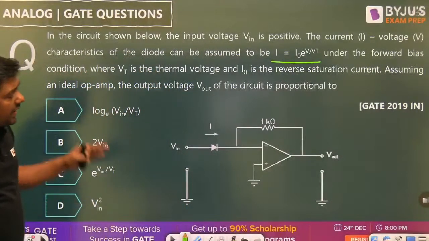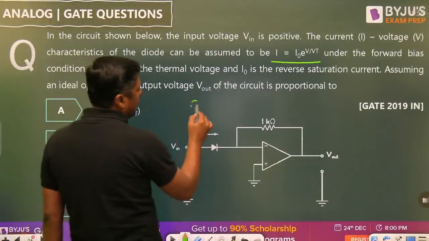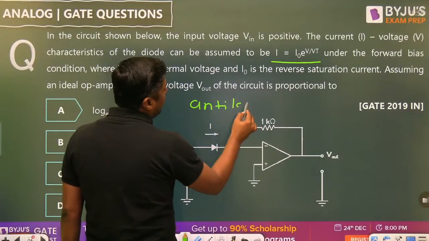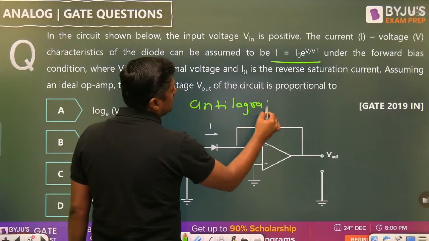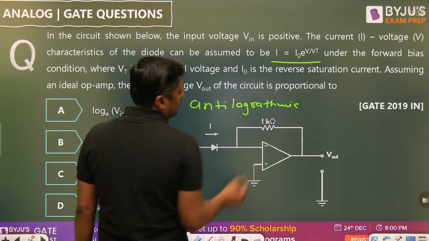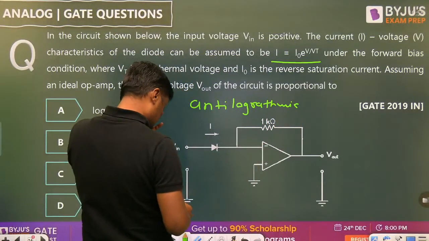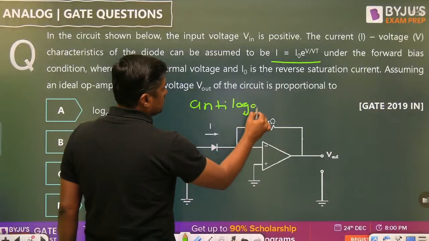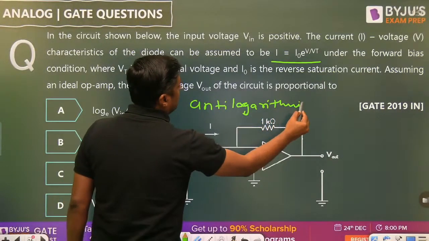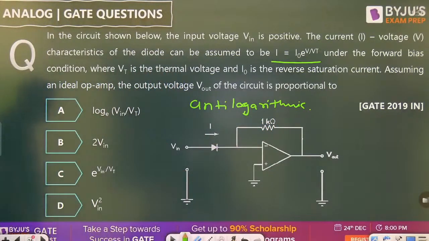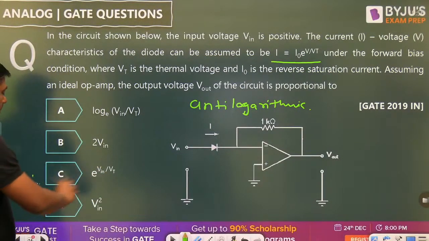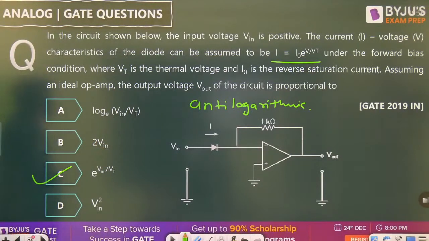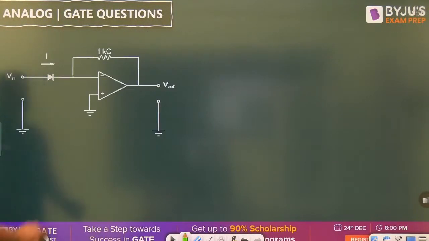My dear, it is an anti-logarithmic amplifier. Now anti-logarithmic amplifier means e raised to power. Which answer is e raised to power? C. Directly you can say that the answer is C. Or otherwise you can solve for the current.